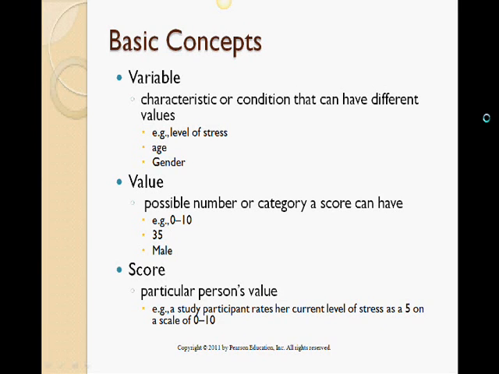And then when we talk about score, a score is an individual value that a person may have. For example, a study participant rates her current level of stress as a 5 on a scale 0 through 10. Or, the fact that I am a woman, my score would be female on the variable of gender.